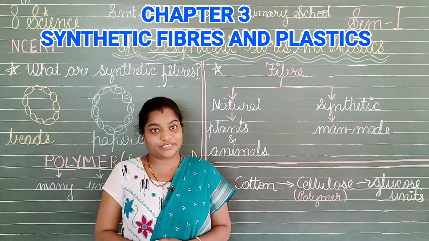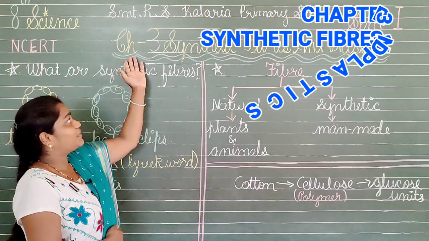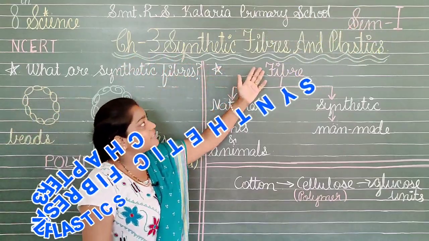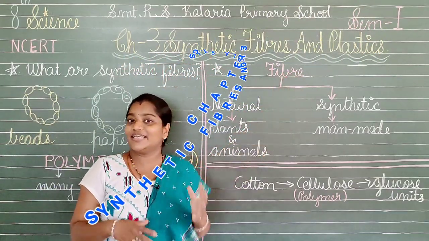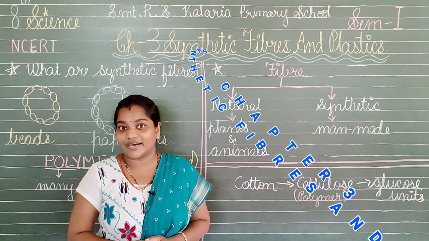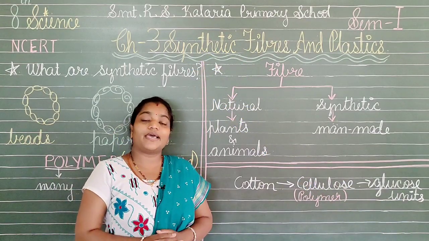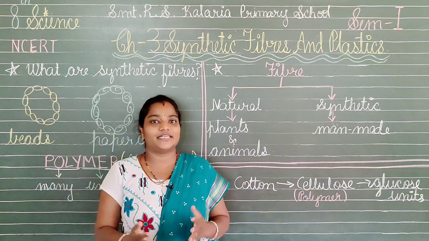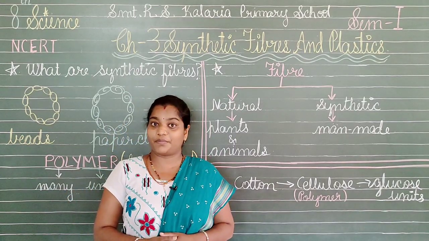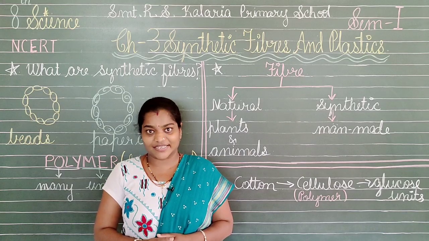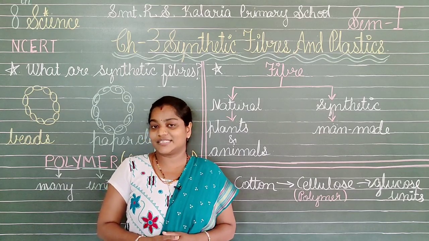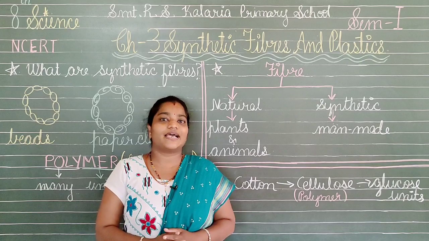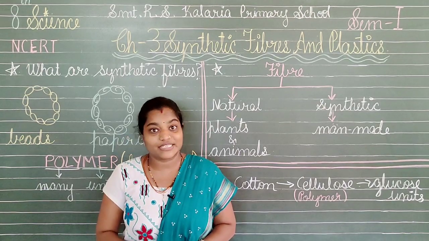The name of the chapter we have is chapter number 3, Synthetic Fibers and Plastics. So let's go and see what they are. Now here we have a word that is fiber. You people have already studied in your 7th standard about the fiber and the fabrics, isn't it? Yes, of course. So let's see something about that and have a small glance at what you have already studied.